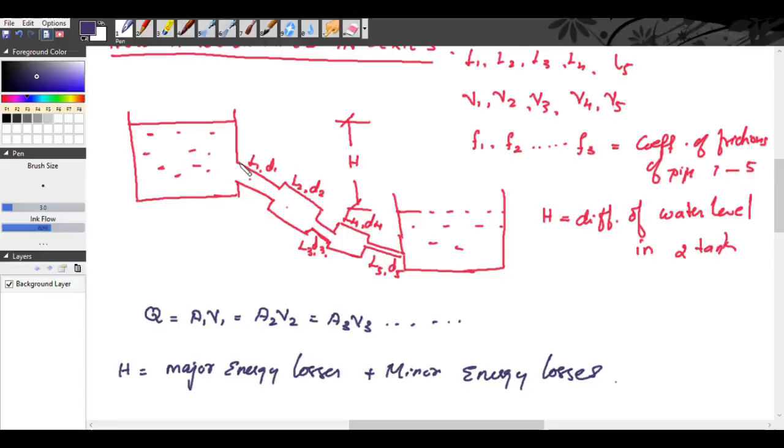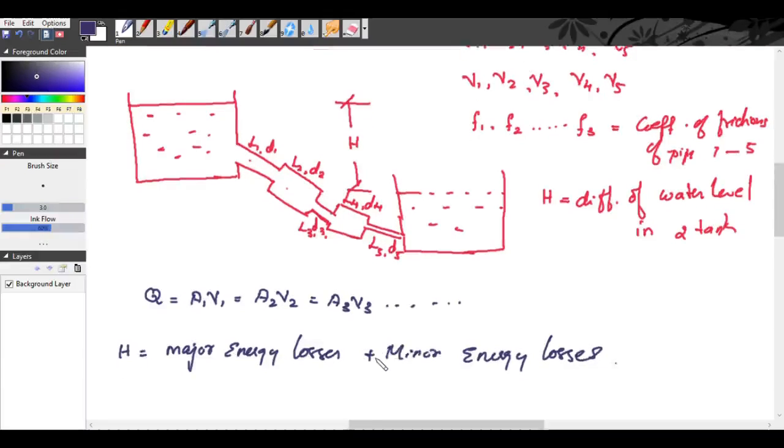So you can see here the pipe has a sudden enlargement, sudden contraction, enlargement, contraction. We have entrances of pipes and exits of pipes. So all these are responsible for minor energy losses.